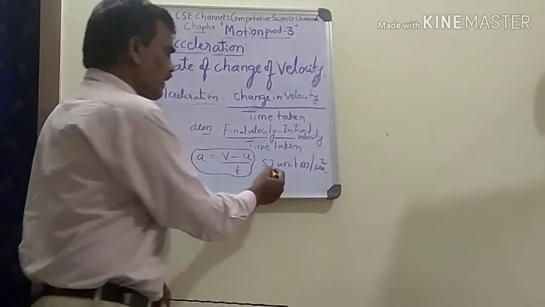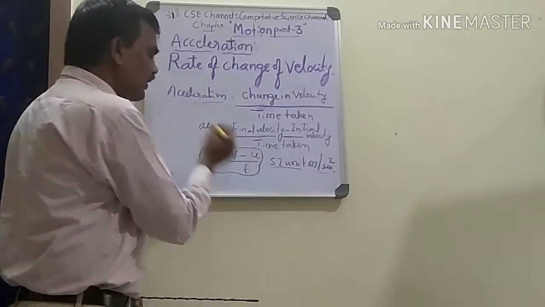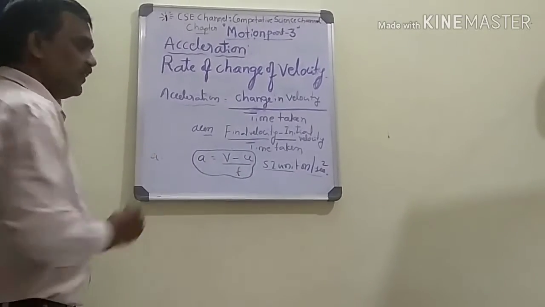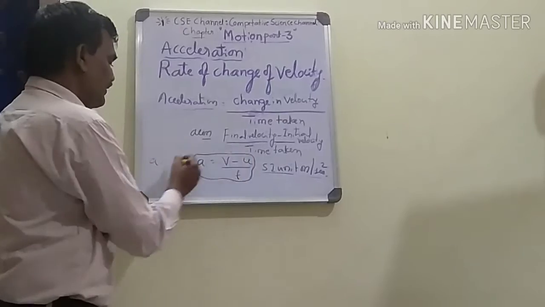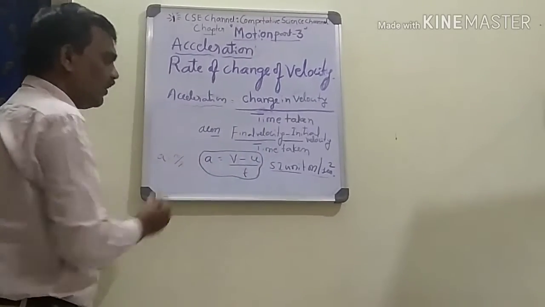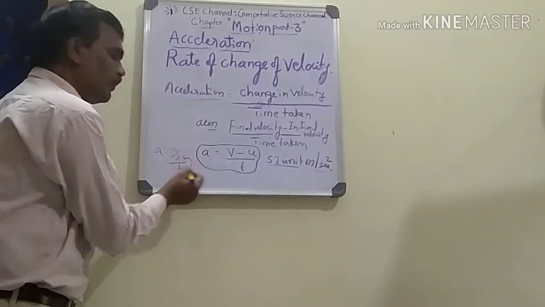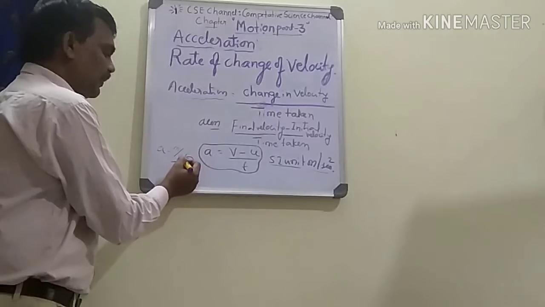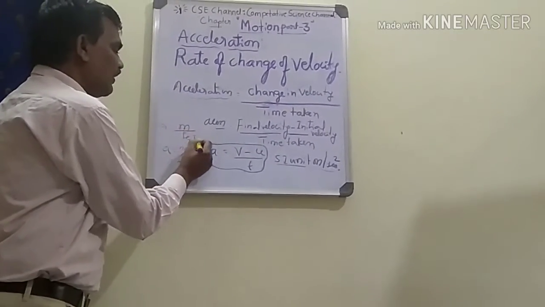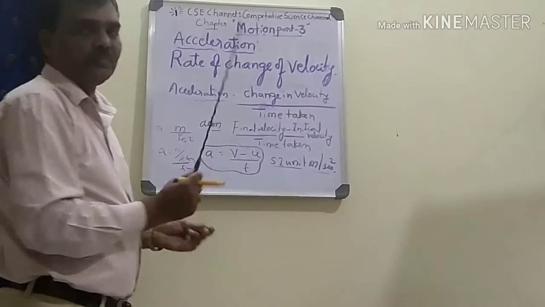Coming to the SI unit of acceleration, it is meter per second square. For example, acceleration is equal to change in the velocity divided by time. Velocity's SI unit is meter per second, and time is second. So when you do the mathematical calculation, it becomes meter per second square. This is the SI unit of acceleration.